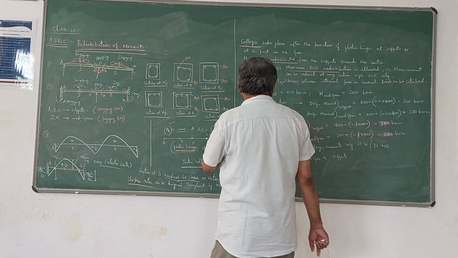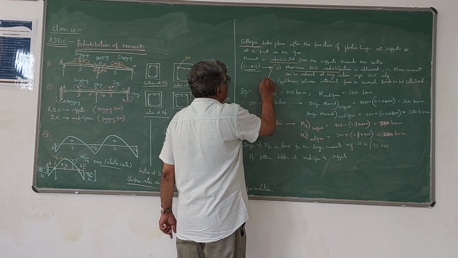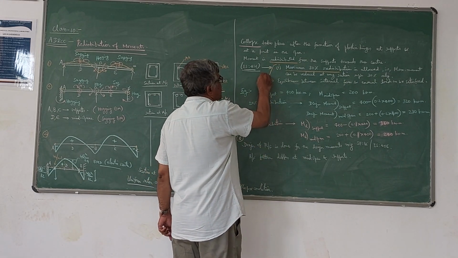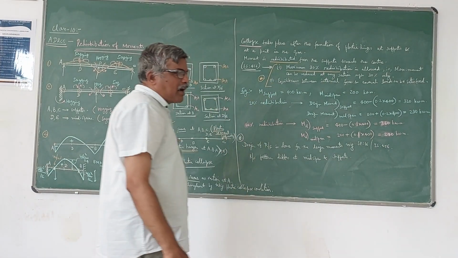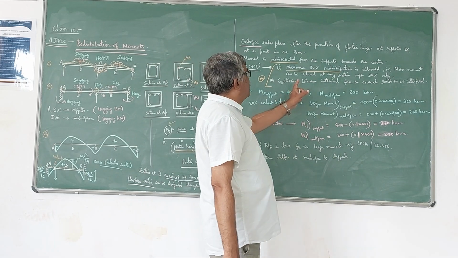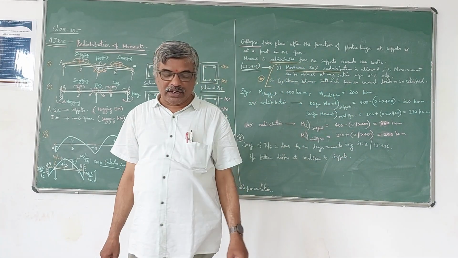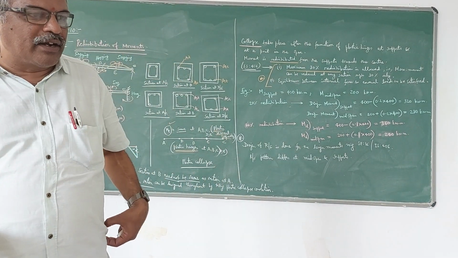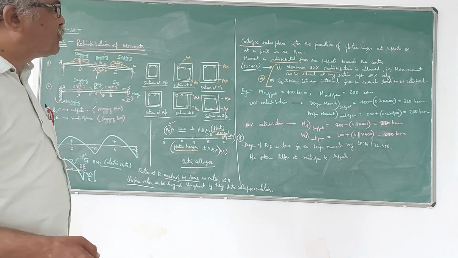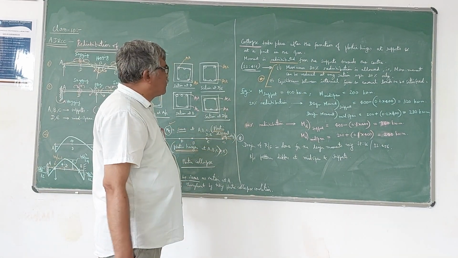But for this redistribution, there are two important conditions for applying the concept. The first condition is that a maximum of 30% redistribution is allowed. That is, the maximum moment can be reduced at any section up to 30% only. So that is one condition. That means you can redistribute the moment up to 30% to a section of lower bending moment value.